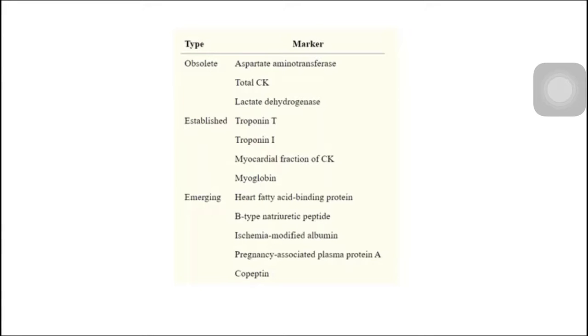Currently, this is the updated version from the National Institutes of Health in the United States. Obsolete markers of AMI are aspartate aminotransferase or AST, total CK, and LDH. Established markers are troponin T, troponin I, CK-MB, and myoglobin. New or emerging markers are heart fatty acid binding protein, BNP or B-type natriuretic peptide, ischemia-modified albumin, pregnancy-associated plasma protein A, as well as copeptin.